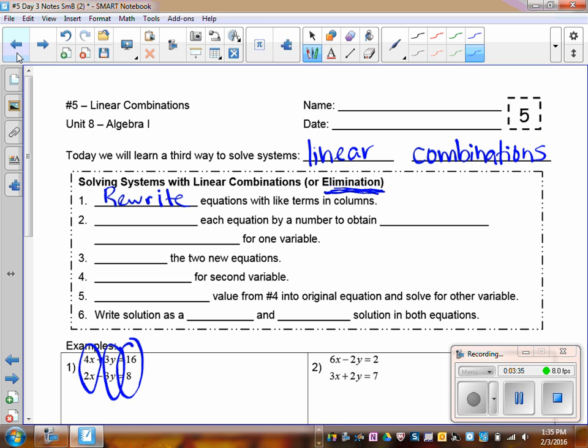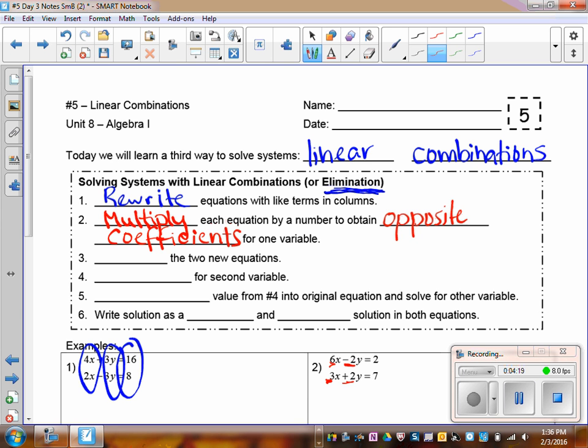And then our next step after we've done that is multiply each equation by a number to obtain opposite coefficients for one of our variables. What is a coefficient again? The number in front. Go ahead, Abby. Okay, Jenny? The number in front of the variable. Very good. So for number 2 here, 6 is a coefficient, -2 is a coefficient, 3 is a coefficient, and positive 2 is a coefficient.